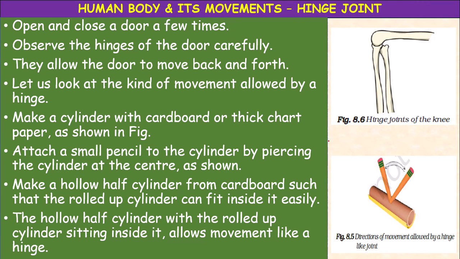Here, directions of movement allowed by a hinge like joint. Make a cylinder like this, with cardboard or thick chart paper as shown in this figure. Attach a small pencil to the cylinder by piercing the cylinder at the center here, as shown in the figure.